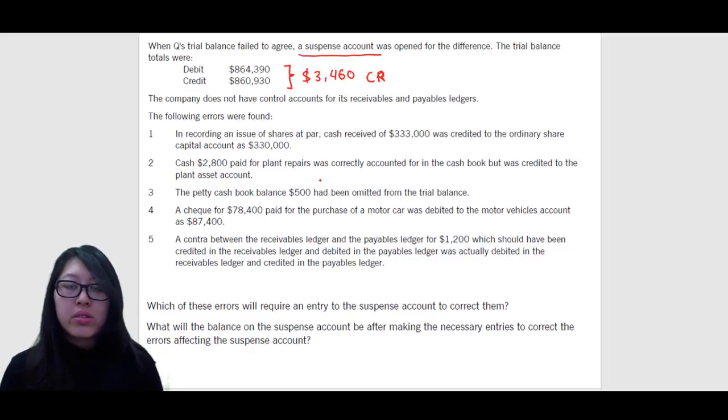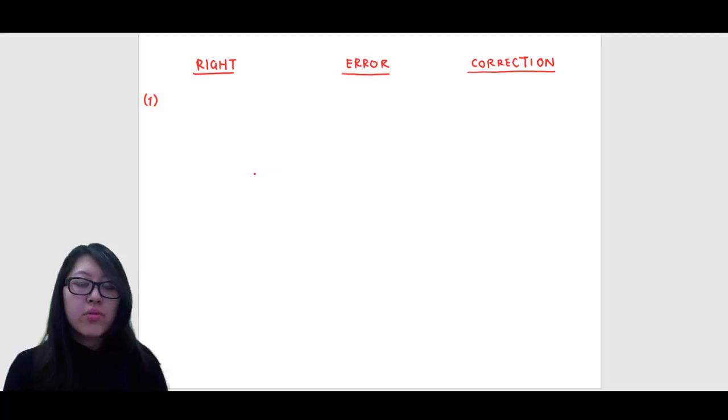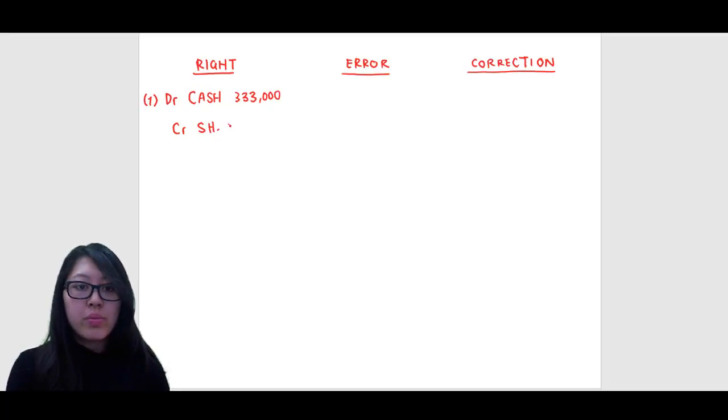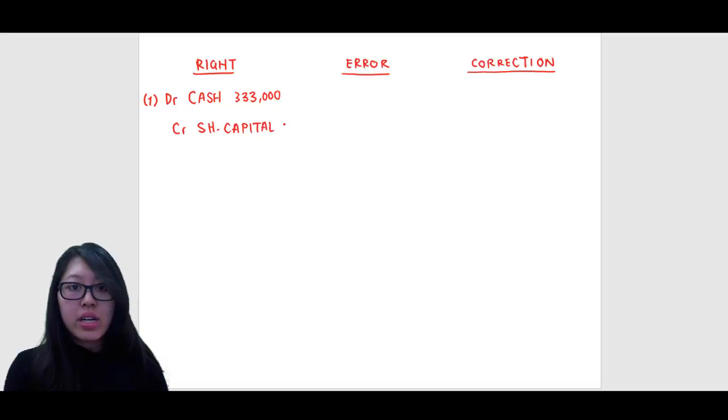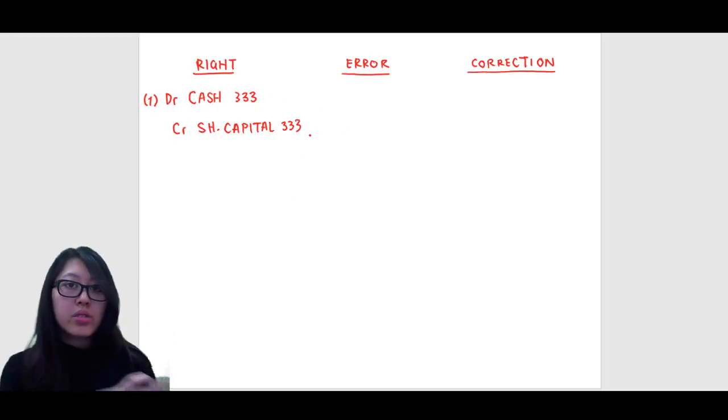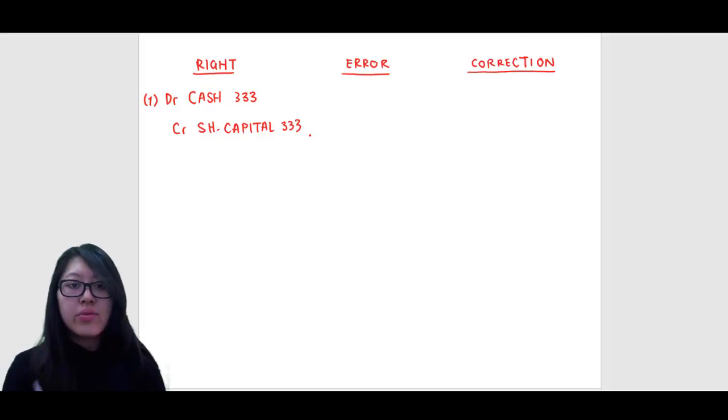So why don't we write down the right double entry for this first? For number 1, because we have received cash, we are going to debit the cash account, and remember the nominal is 333,000. And then the corresponding would be to credit the share capital account, okay? Share capital account, because now our share capital is increasing, and share capital is an equity, so if equity increases, it's a credit entry. Okay, now all of these figures are in thousands, just so you know.